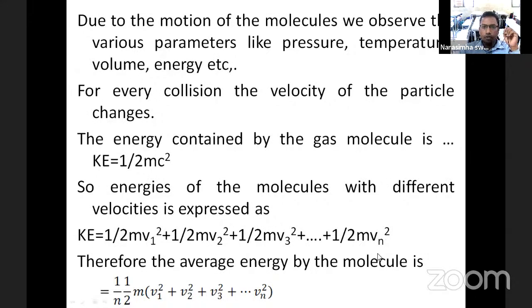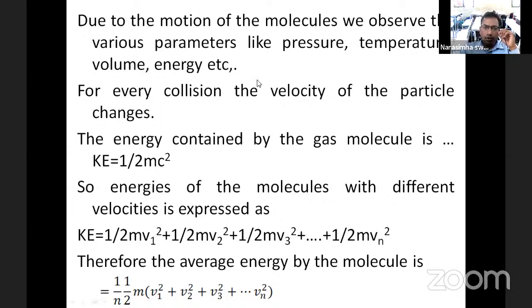Now, due to this motion of the molecules, we observe various parameters like pressure, temperature, volume, energy, etc. So far we have discussed different situations. In these situations we obtain different parameters like pressure, temperature, volume, energy, velocity. All these terms we discussed here. This kinetic theory interrelates, because in the very beginning we discussed the microscopic properties and the macroscopic properties. So this kinetic theory gives the relation between the microscopic properties and the macroscopic properties: pressure, temperature, volume, energy, etc.